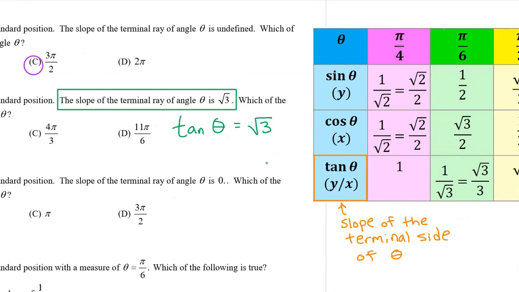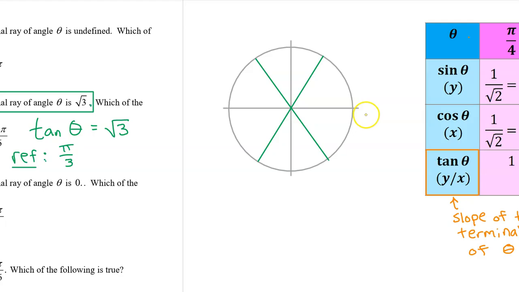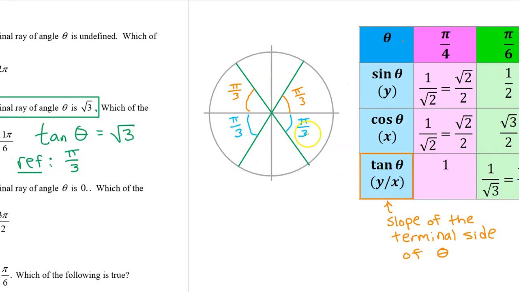As it is, this pi over 3 tells us that the reference angle must be pi over 3. Between 0 and 2 pi, there are 4 angles that have a reference angle of pi over 3. There's one in every quadrant. When we say the reference angle is pi over 3, we're talking about the space between the x-axis and the terminal side. So we are saying that this angle right here is pi over 3, and this angle right here is pi over 3. Similarly, these blue angles are also pi over 3. So that's what I mean when I say reference angle of pi over 3.